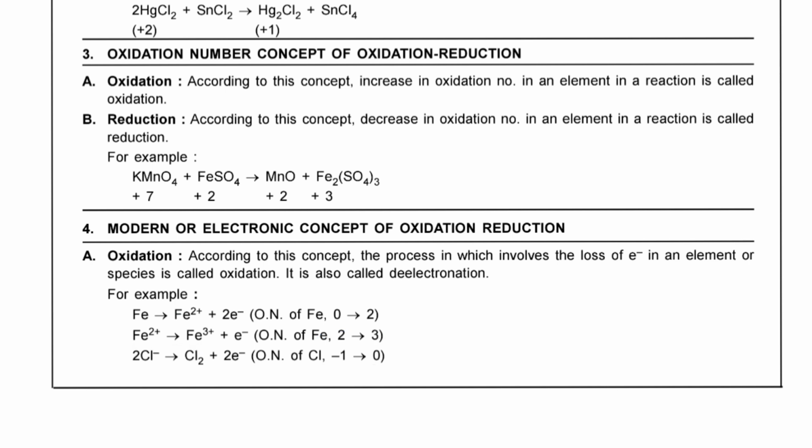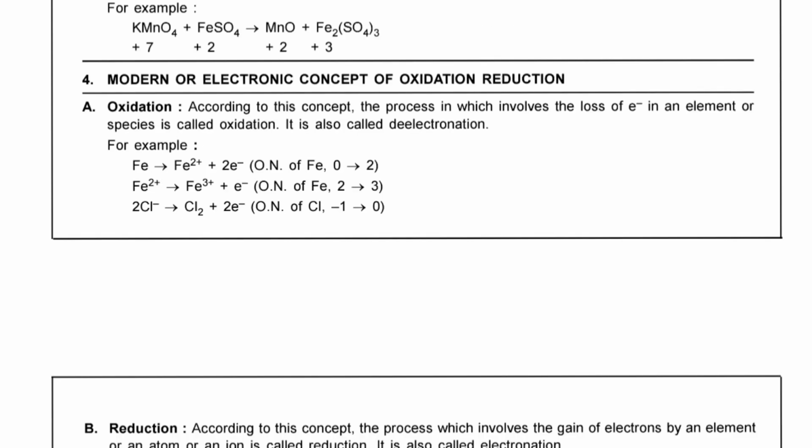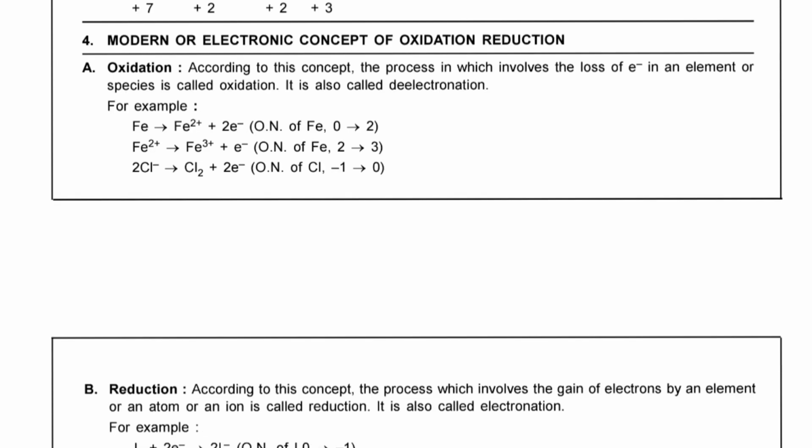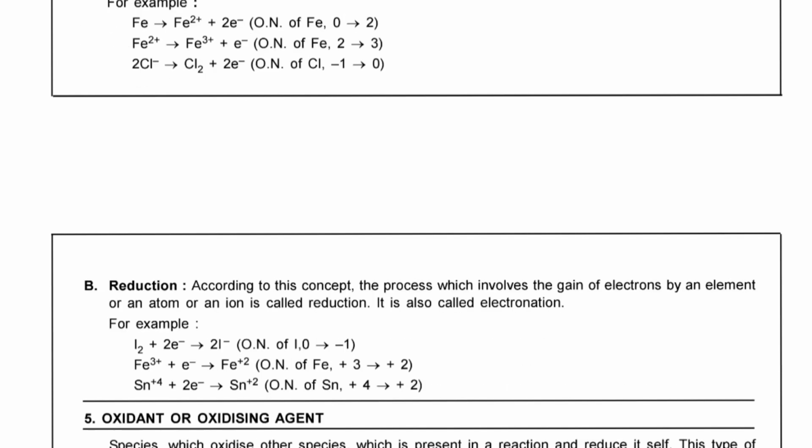And reduction is totally opposite. Gain of electrons by an element, an atom or an ion is called reduction. This is electronation. Oxidation is de-electronation.